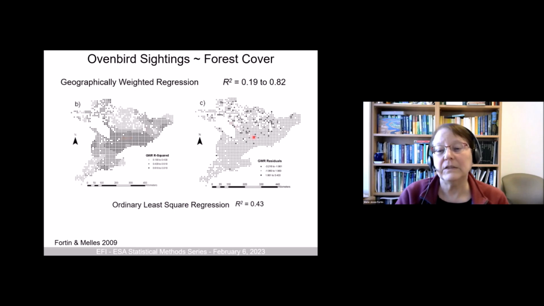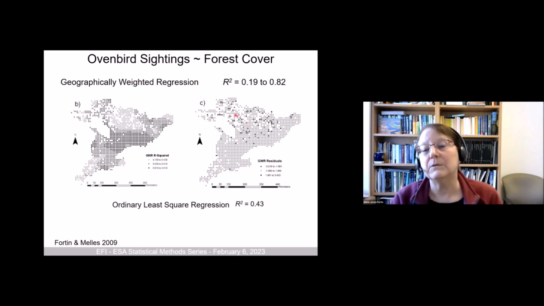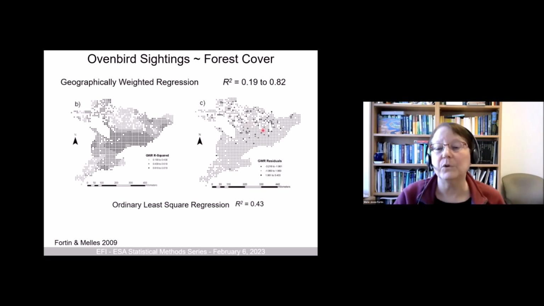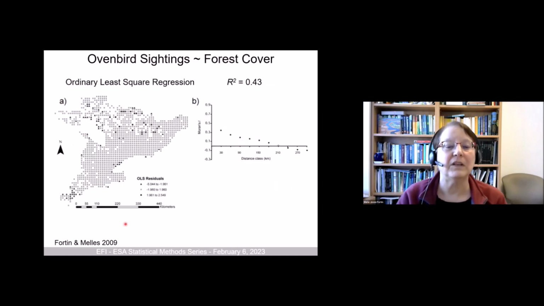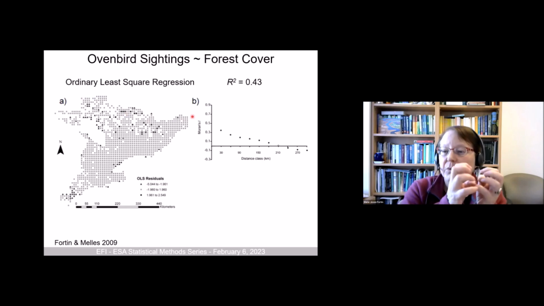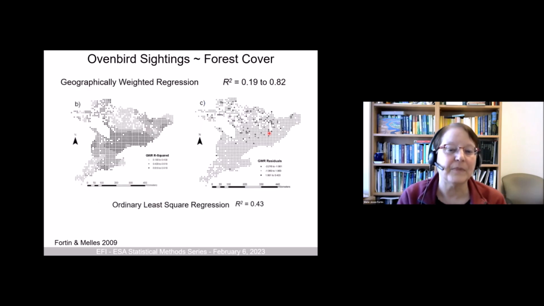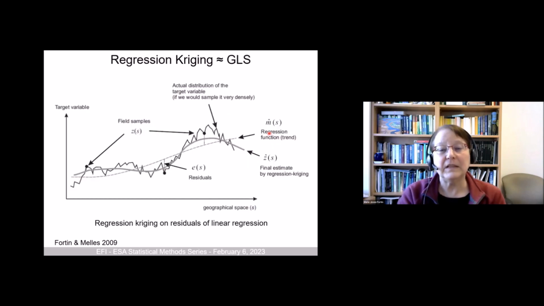Then on the right, we have the map of the residuals of the regression. And you can see that there are some values that are high or low, but maybe a little bit more scattered than what we had. If I could go back here, we had pockets that created this spatial autocorrelation that we have seen in the residuals. Then there's a method I have not presented per se, but is similar to the generalized least squares method, called regression kriging.